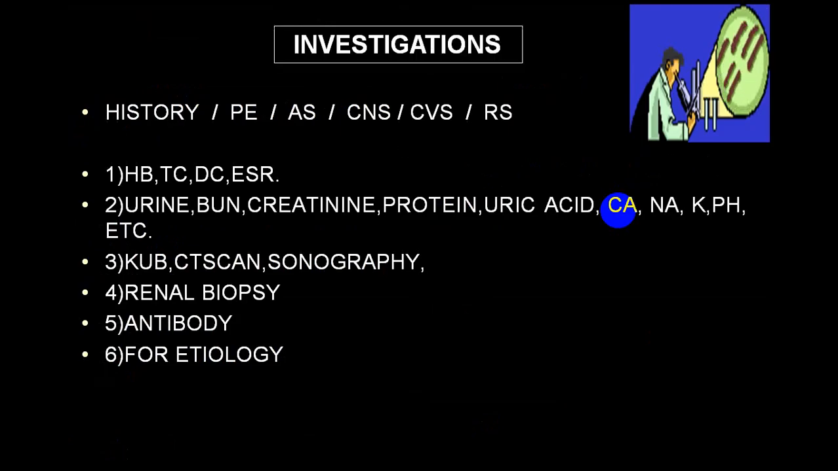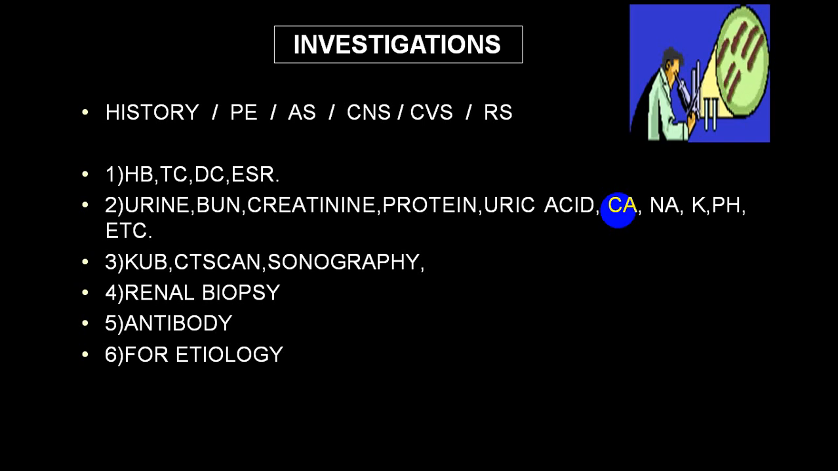When you go for an investigation, history is very important, as is physical examination, including examination of the alimentary system, CNS, CVS and RS, to find out the effect of acute glomerulonephritis on these different organs. CBC will help you identify certain types of disorders. Urine examination, routine and microscopic. Blood urea and creatinine will be sharply elevated in acute glomerulonephritis. Protein: severe hypoproteinemia in the nephrotic group, and in the nephritic group a mild reduction in protein. Uric acid will not be abnormal. Calcium will be close to normal.